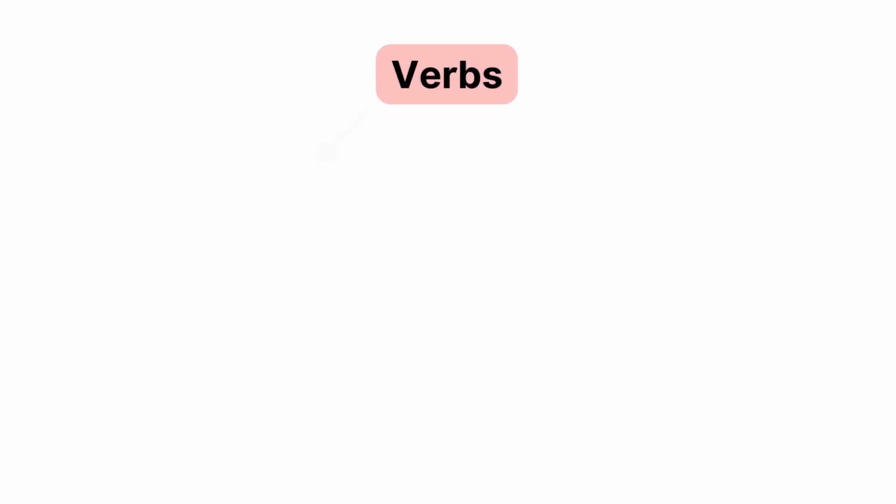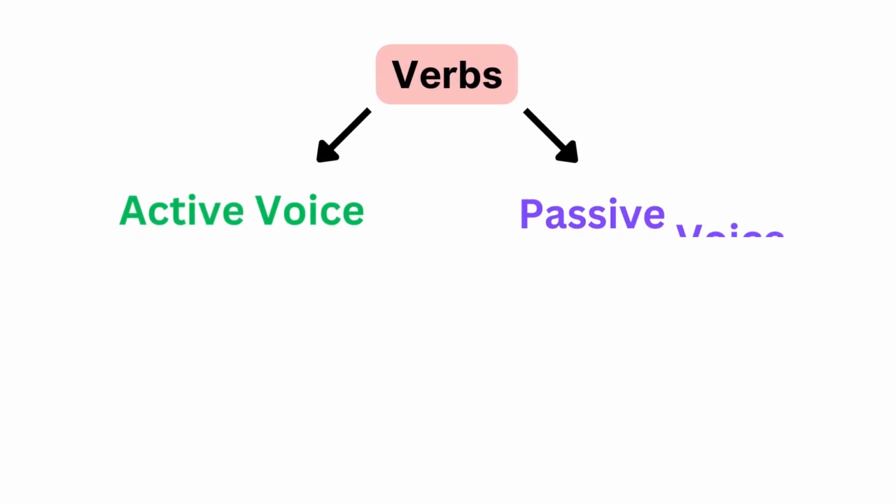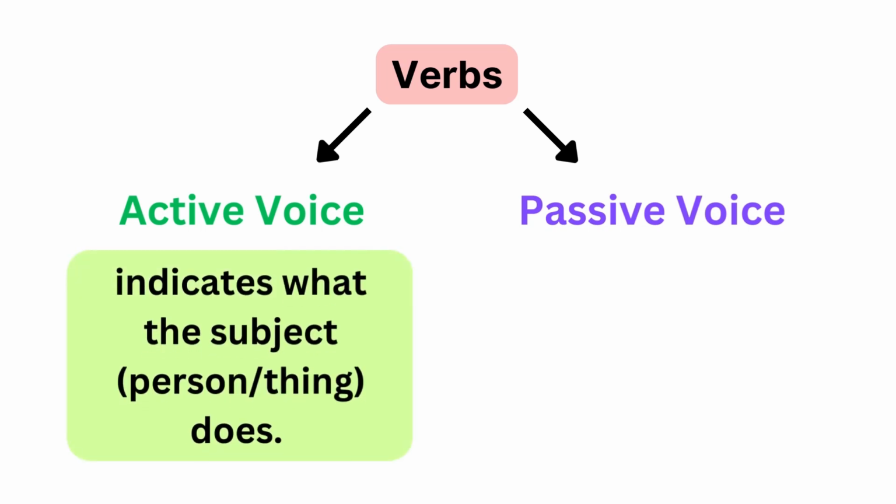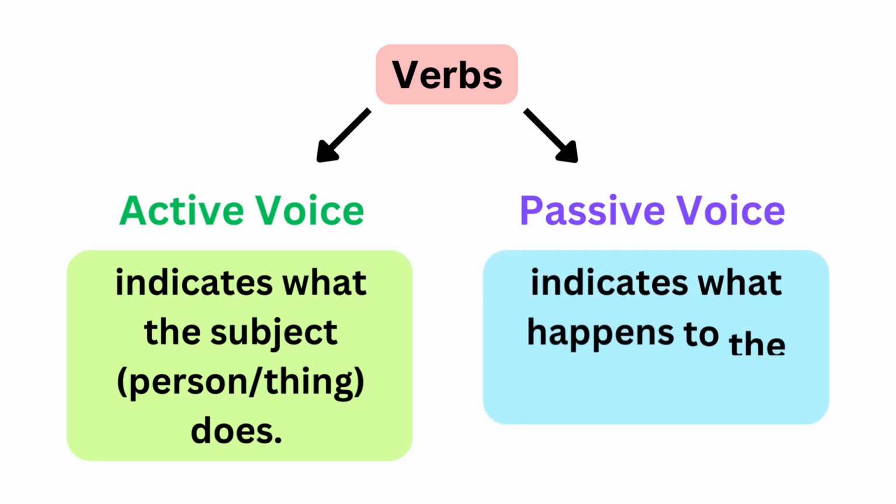Verbs have 2 voices: active voice and passive voice. Active voice indicates what the subject does. Passive voice indicates what happens to the subject.